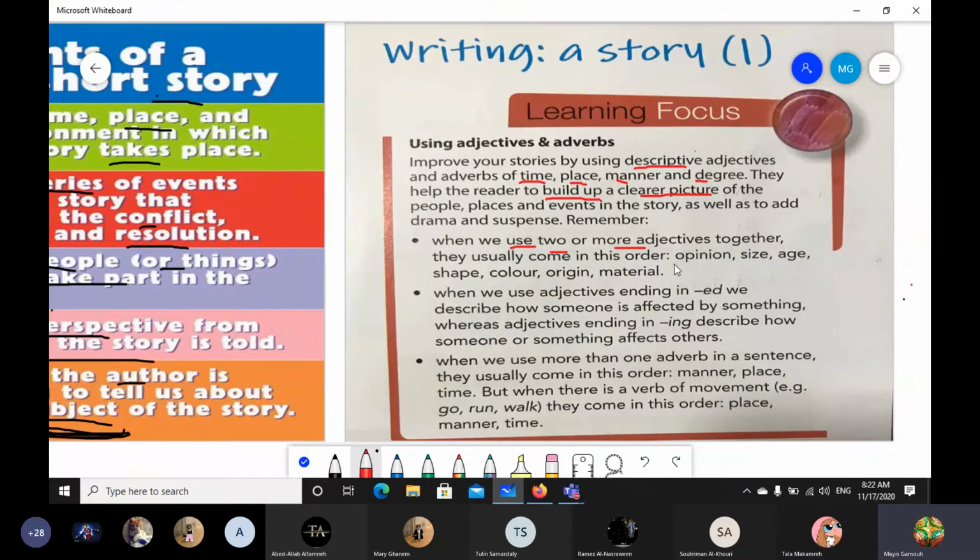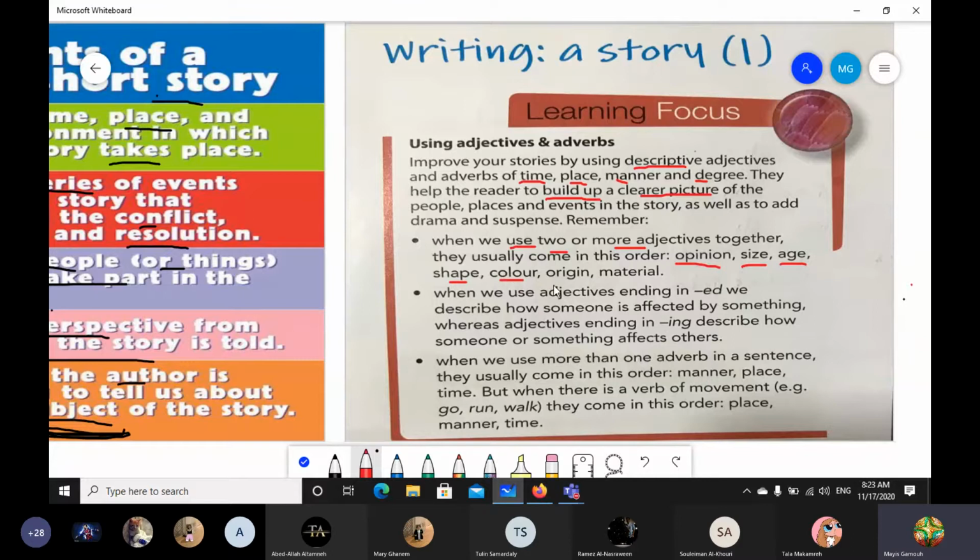So what is the order? Number one is opinion. So you have to tell me your opinion, your point of view, as we did in our speaking video, I asked you to tell me your opinion regarding mystery, if you like it or not. Number two is the size. Is it big? Is it small? Is it long? Is it short? Is it fat? Is it thin? After that comes the age. Is it old? Is it new? After that, the shape.